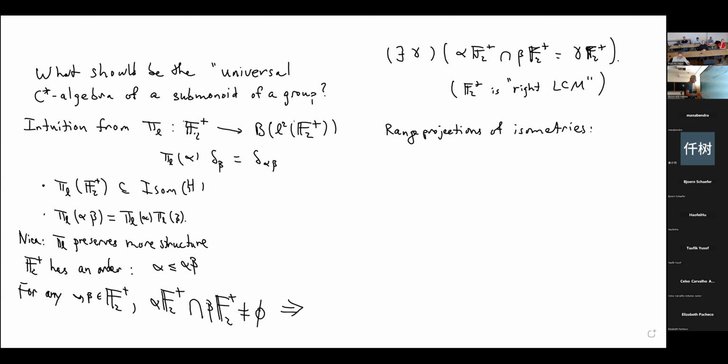So I'm going to write out range projections. I think I'm doing a little bit better than I did on Monday in terms of having the writing clear. I'm not hitting the button so often, but it is going much more slowly. So bear with me.